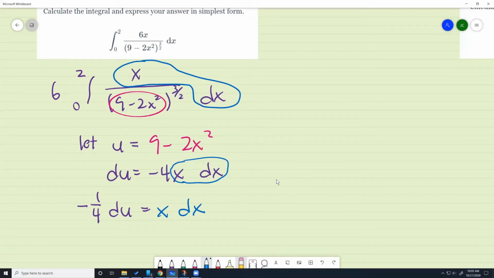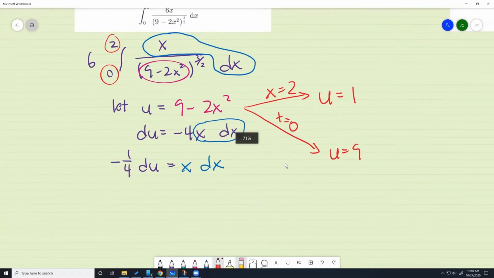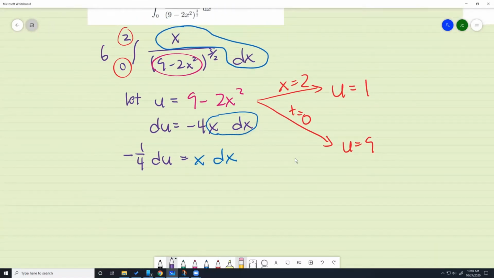Okay, so this is a good start. What's next, especially for definite integrals, you have to change the limits of integration because right now they're in terms of x. I'm talking about these parts right here. All right, so that's what we're going to do. And you're going to plug in your x values into the u equation we had here. All right, so in that case, when x equals 2, u equals 1. When x equals 0, u equals 9. Okay, and now we're ready to do all the substitution.